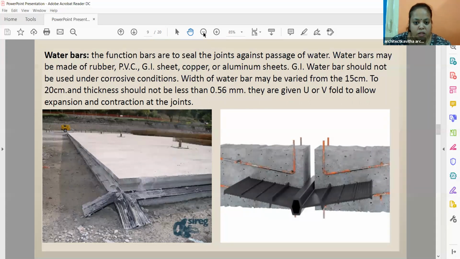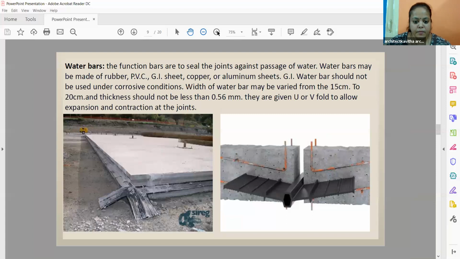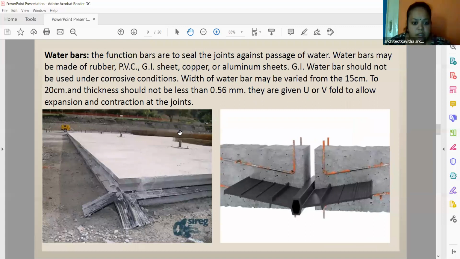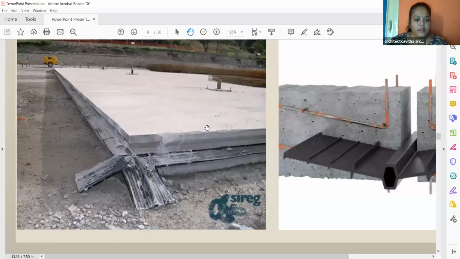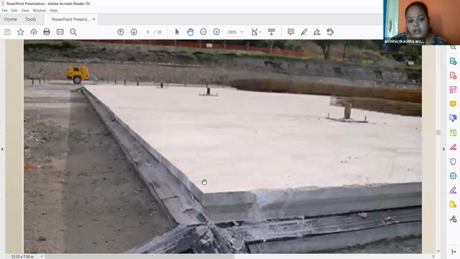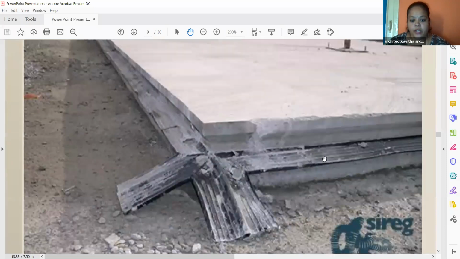So I'll just zoom this. So if you see here, this is a flooring of pavement here. So if you see, this is one concrete construction. Now again they have to construct another concrete. So if you see, this is the rubber which is in 4 directions. So again the next slab when you are giving, you will connect this with it so that the water will not go inside the flooring and it will not disturb.